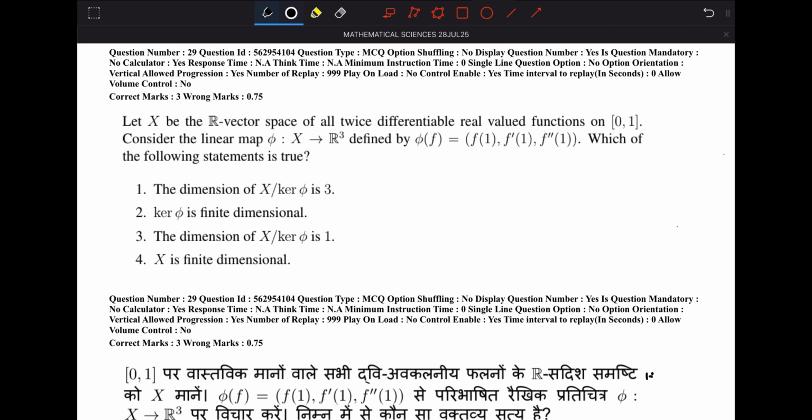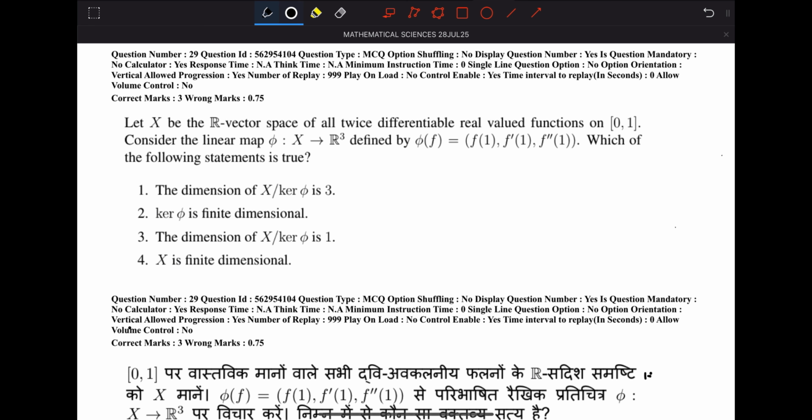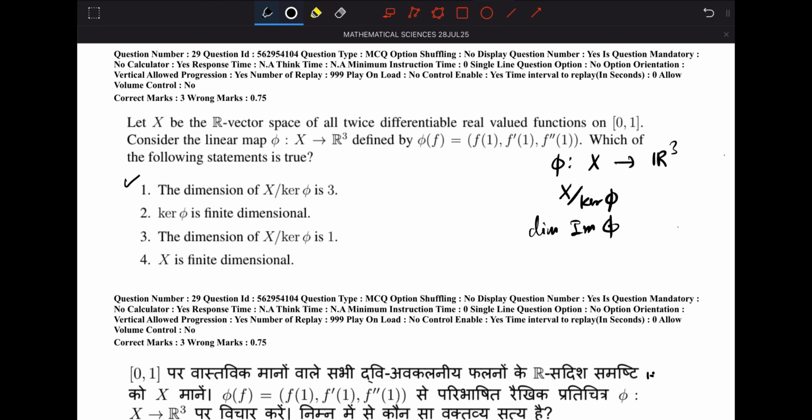So let us move on to problem number 4104. X is a real vector space of all twice differentiable real valued functions on (0, 1). Consider the linear map. Which of the following statements are true? First of all, calculate the image of the function. To calculate the dimension of X mod kernel phi, if you have a linear transformation from X to R3, you have to calculate the dimension of the image of phi, right? Because this is isomorphic to the image.